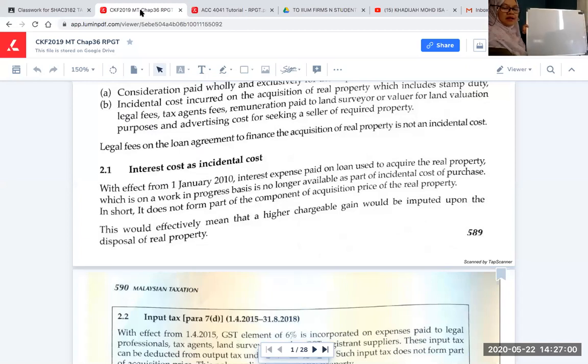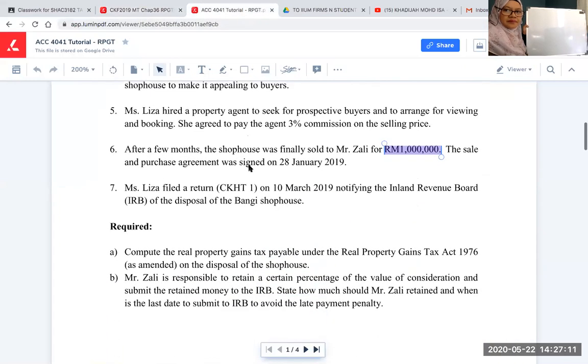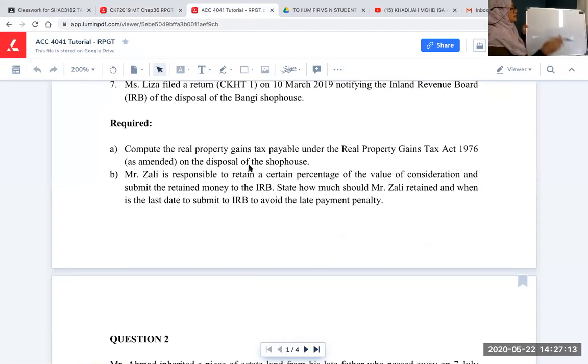Okay. Number second question, dia tanya pasal retention. I'm not sure whether I covered this part or not on the retention. Dia macam ni tau. You ada acquirer and then you have the disposer kan? Both are required to submit CKHT1 and CKHT2.